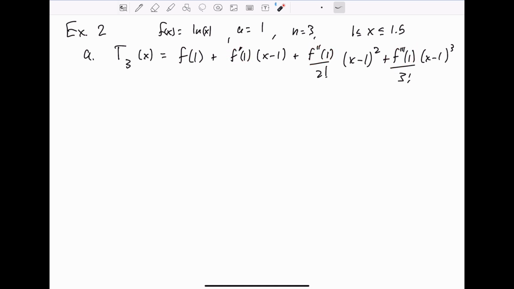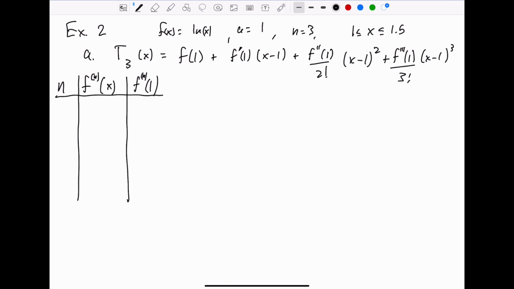So we're going to make a table of derivatives just like we did when we were solving Taylor series problems. Setting up the table, we have n. We'll look at the nth derivative evaluated at x, then the nth derivative evaluated at 1. And we need to go up to n equals 3 here. So 0, 1, 2, 3. The 0th derivative, that's just the original function, natural log of x. We plug in 1, natural log of 1 is 0. So f of 1, that's just 0.